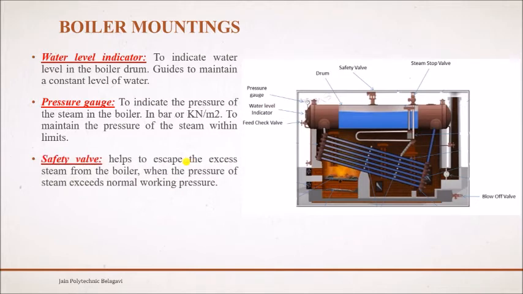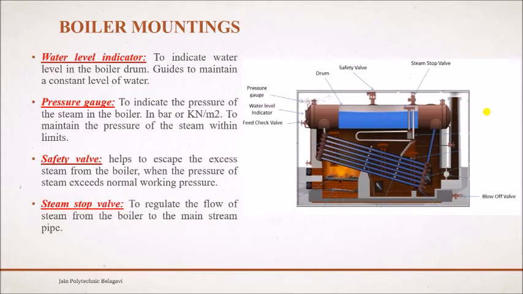So next, safety valve. The safety valve helps to escape the excess steam from the boiler when the pressure of the steam exceeds normal working pressure, right? You can see here, at the top, there is the safety valve. When the pressure generated by the steam goes beyond the working pressure, at that time we release this safety valve, so that the excess steam pressure goes outside, and only as much steam pressure as is required remains inside this drum, and that steam is again taken out for further applications. So the safety valve helps us to remove the excess steam pressure outside the boiler.